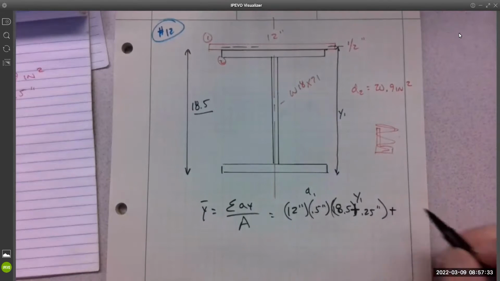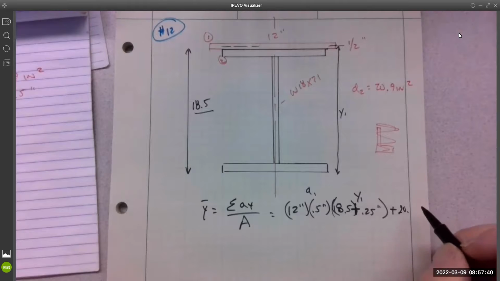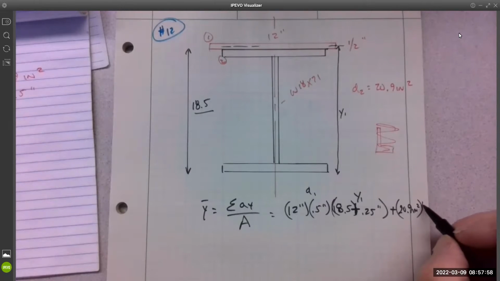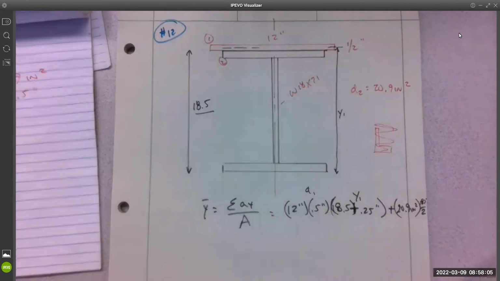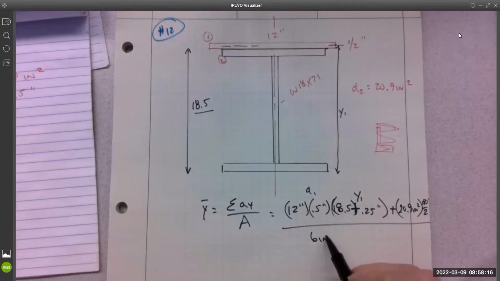Now I need to add to it my area of my second shape, which is 20.9 inches squared. So that is the area. I don't have to calculate it, but I need to multiply by the Y distance to the center of that area, right? So that's going to be the 18.5 divided by 2. I don't know how I run out of space. And then all of that over the total area, which this area looks to be 6 inches squared for the plate, and then 20.9 inches squared for the W shape.